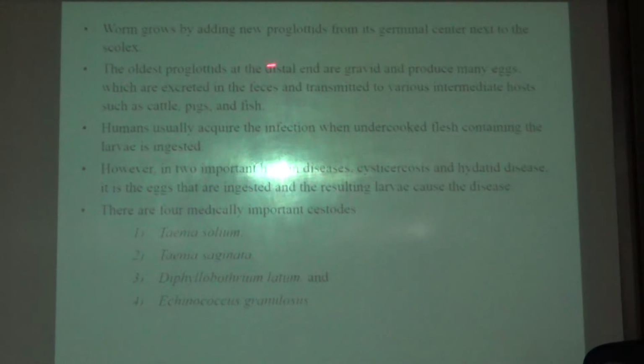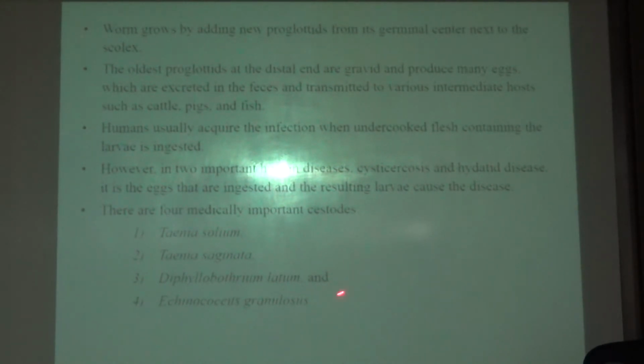The oldest proglottids are at the distal end, are gravid and produce many eggs, which are excreted in the feces and transmitted to various intermediate hosts such as cattle and fish. Humans usually acquire the infection when undercooked flesh containing the larvae is ingested.